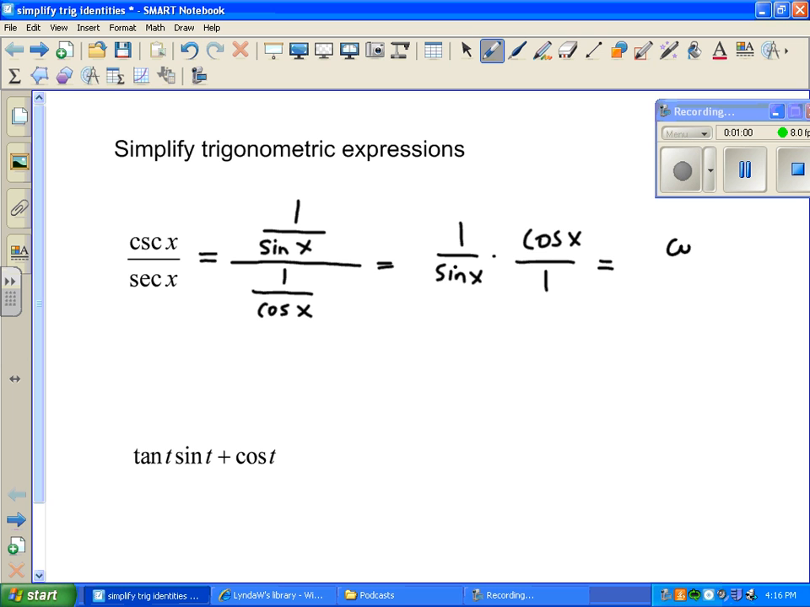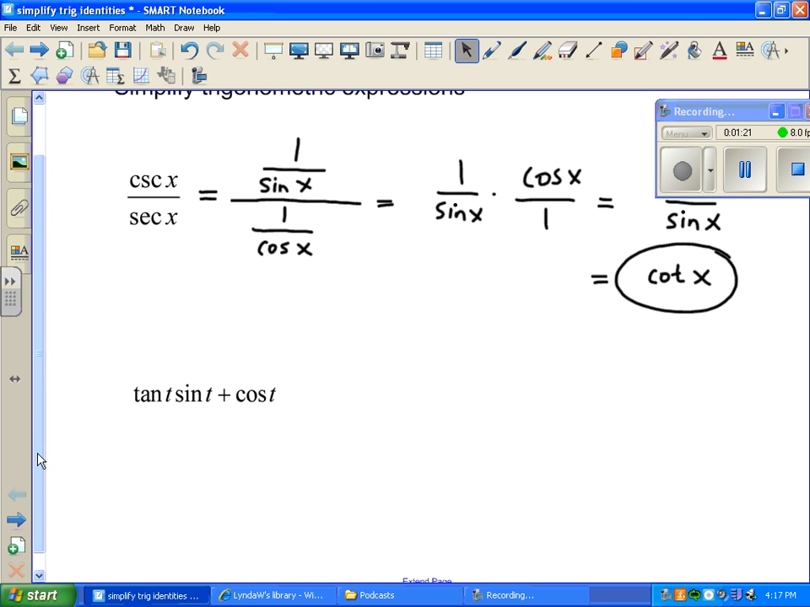which will give me the cosine of x divided by the sine of x. And if you remember, cosine divided by sine is equal to cotangent. I have come up with a simplified version of the cosecant divided by secant. So I did some substitution, and then I did some algebra, and I ended up with a simplified version of the expression. Now in a second example, I'm going to take tangent and rewrite that as the sine divided by the cosine. I'm going to leave everything else the same.